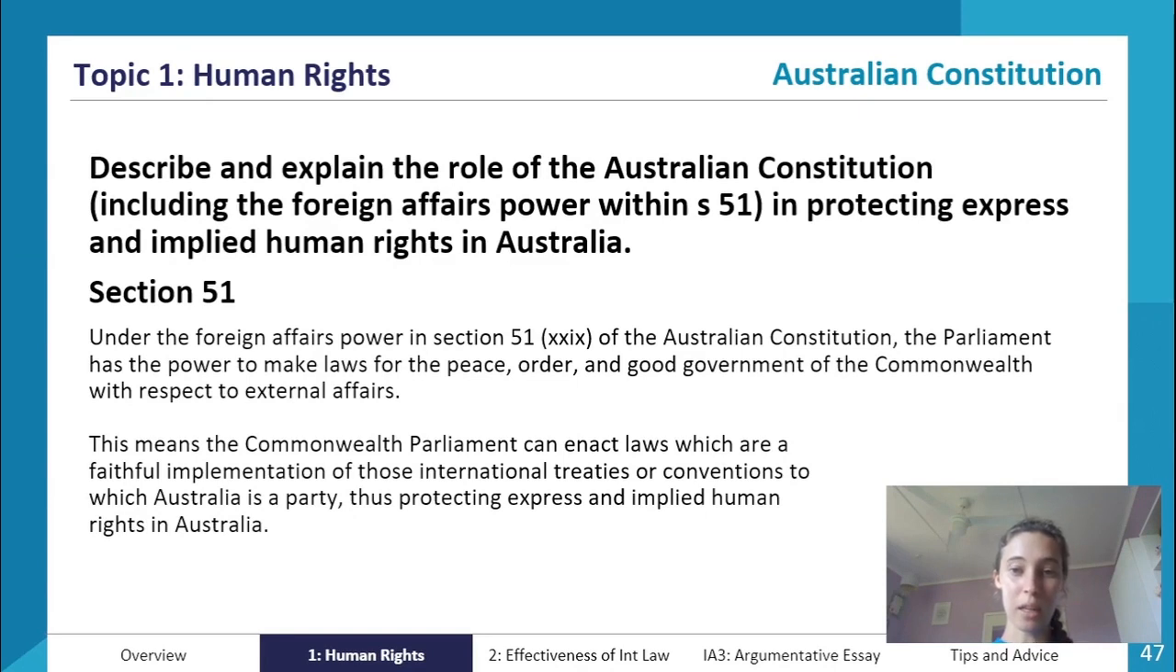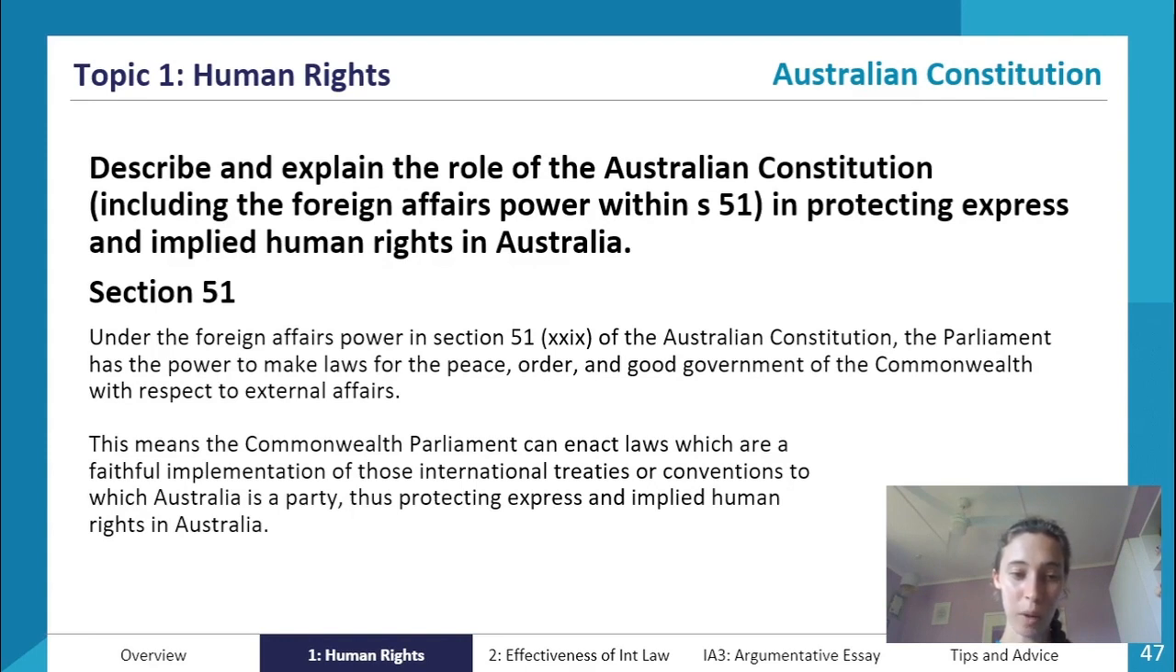Describe and explain the Australian Constitution. So this again is strongly related to the referendum that we're having this year. So a referendum changes, if it's successful, it changes the Australian Constitution. So in this case, we're looking at the foreign affairs power in section 51, and that section's role in protecting express and implied human rights. So I mentioned something earlier about us looking at this in relation to having absolute rights. So that's something that we'll speak about in a moment.